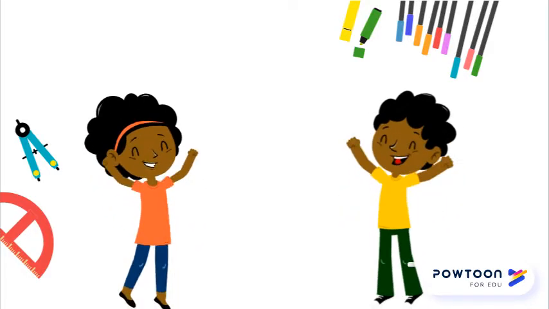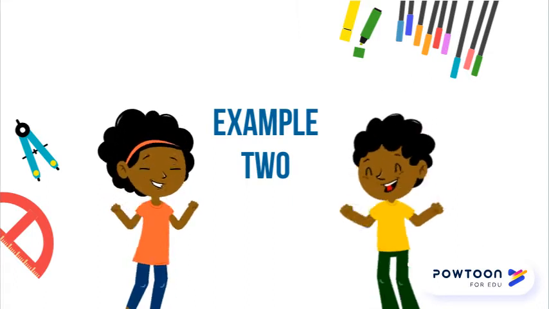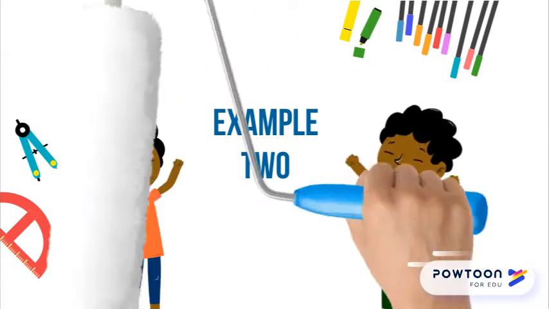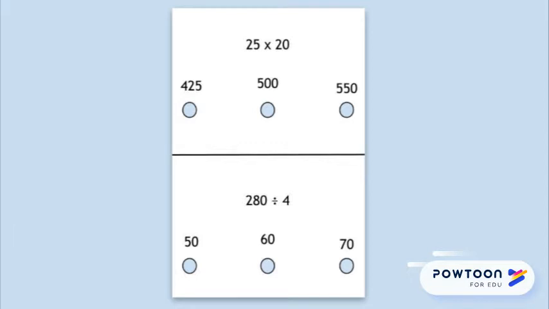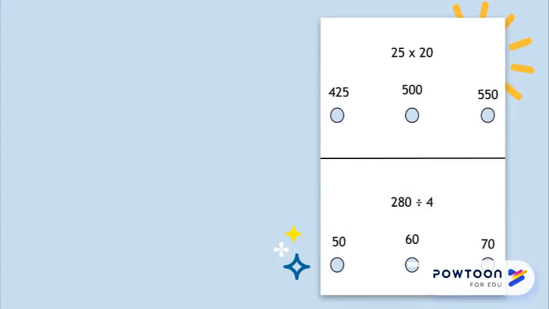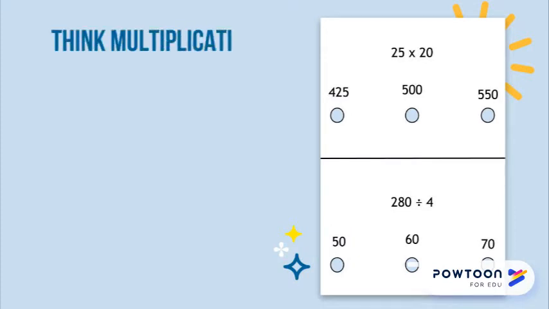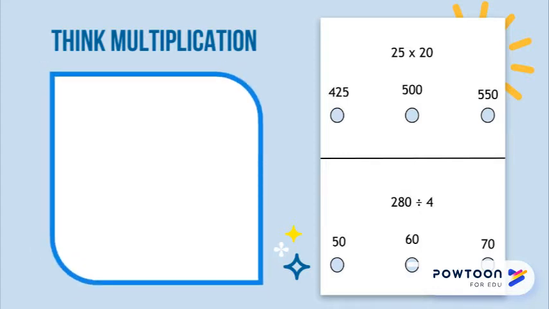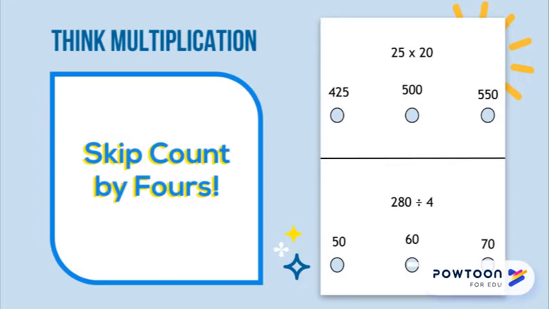Okay, let's move on to a second example. This one will be just a little bit trickier. On this page, we have a multiplication problem on top and a division problem on the bottom. Let's go ahead and try the division problem. Division can be pretty hard, but remember, it's related to multiplication. So if you use your multiplication skills, it makes division a lot easier. So this time we're going to skip count, but we're going to skip count by 4s, forward.